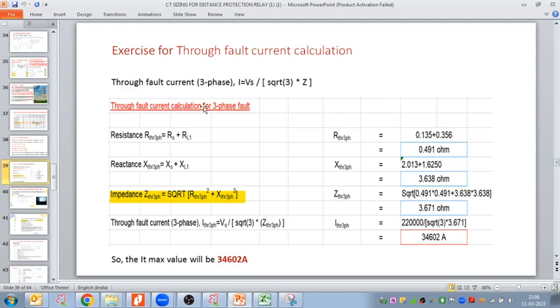So, the through fault current calculation for a three phase fault. Again the formula that we are going to follow is I equals Vs divided by root 3 into Z. So Z we need to find out. We already know the voltage is 220 kV; I we want to calculate. So the resistance through the three phase fault, RS plus RL, is 0.135 plus 0.356.